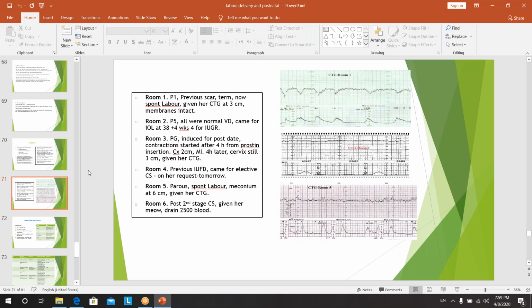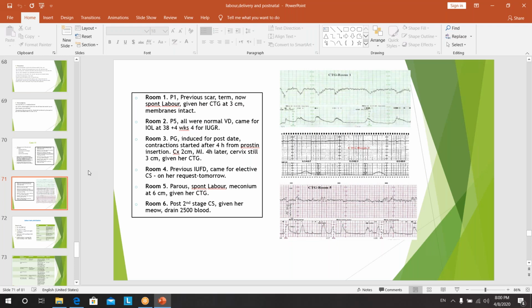And then room 5 is the Para 1 lady in spontaneous labor, meconium at 6 centimeters, and the CTG is given here. So her CTG is fine, and she is in labor, so I will keep her in the semi-urgent. So the 2 urgent cases that I have, I think, are the one with the previous cesarean, which is room 1, and the other one is room 3. And the last patient also, I would take her as a semi-urgent.